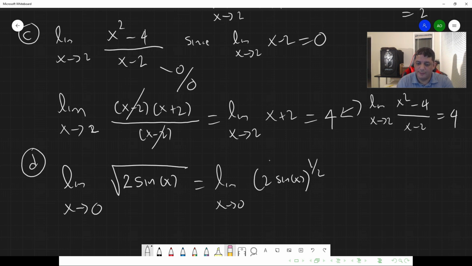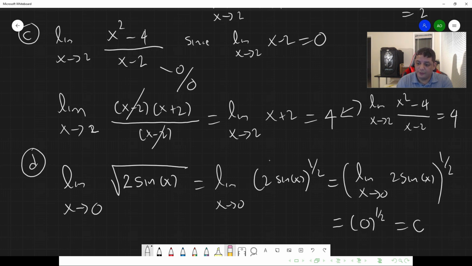This is what the root means. And then what the rule is saying is, look, the root is continuous, so you can just do the limit of 2 sine of x, and then everything to the 1/2. Okay? And now the inside is a continuous function. Sine of x is a continuous function, so I can just do this and say this is 0. And so now this is going to be 0 to the 1/2, and the whole thing is going to be 0. Okay. Another example.